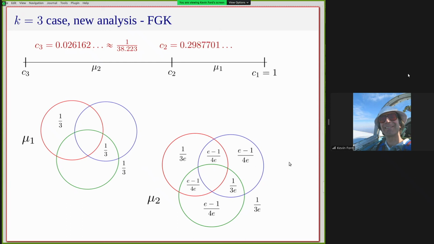Now, where does this come from? It comes from a particular optimization procedure. So this measure here is provably the best choice. Mu1 is provably the best, and these 3 constants are provably the best. That's the point here.